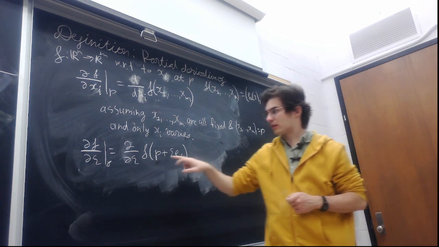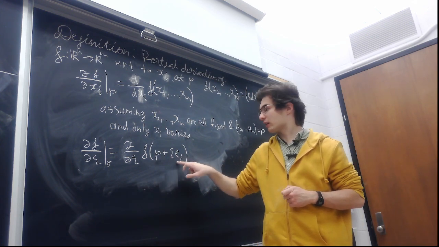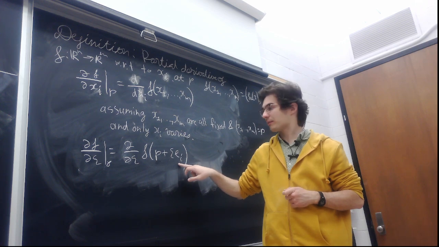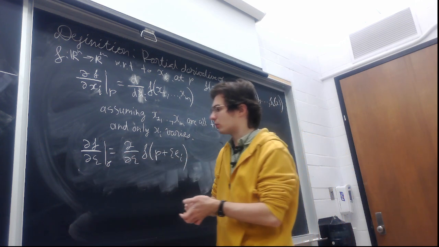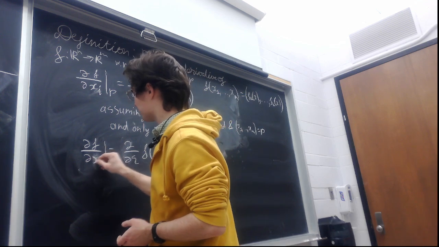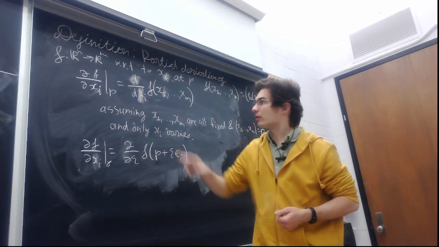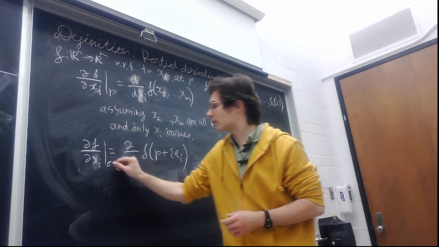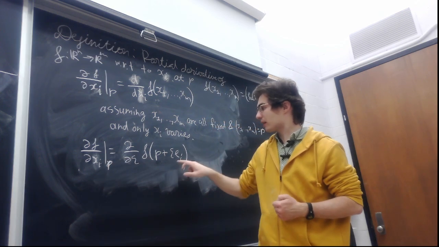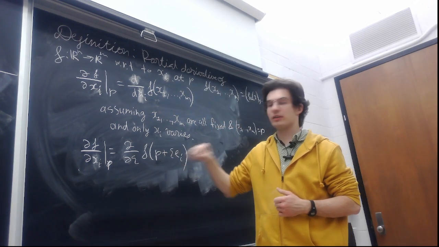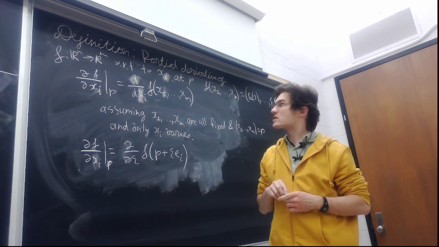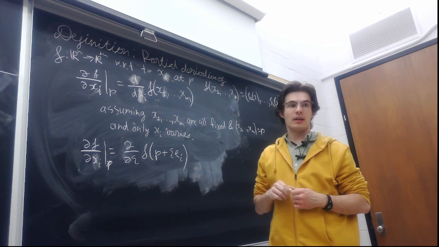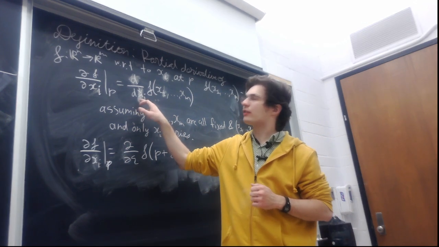Now, I started at point P, and I say I can only vary the ith coordinate. And so the derivative of f with respect to, let's say, xi, should be the same as this, if I only vary the ith coordinate and keep the rest of the coordinates fixed. Yes. Now, how is this different from this?